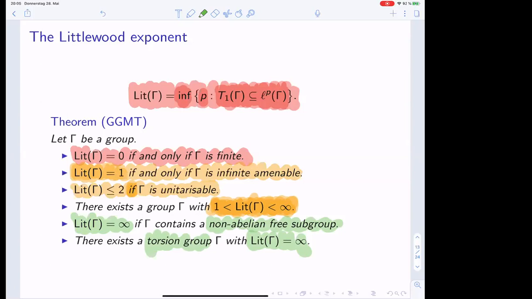Which class of groups do you have when the Littlewood exponent is bigger than 2? Do you have a concrete example? Yes, we have a concrete example. I mean, it's not so concrete in some sense, but that's part of our paper, that we wrote down the construction of such a group. I will explain more about it later in the talk. As you said, between 1 and 2 is open, whether there exists such a group. Yes, exactly. Unfortunately it's still open. Yes. Thank you very much.